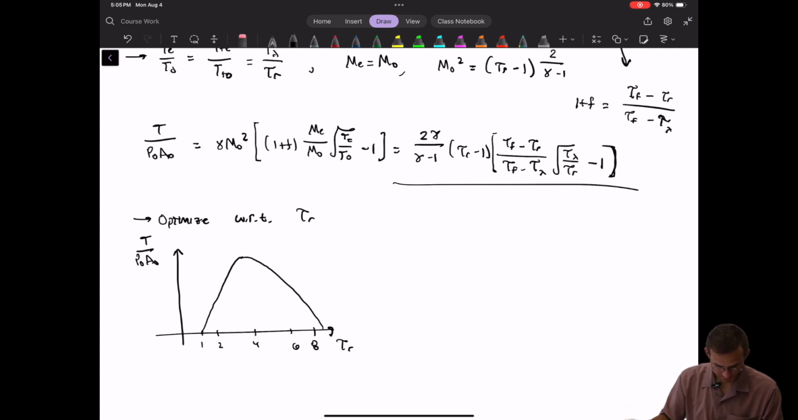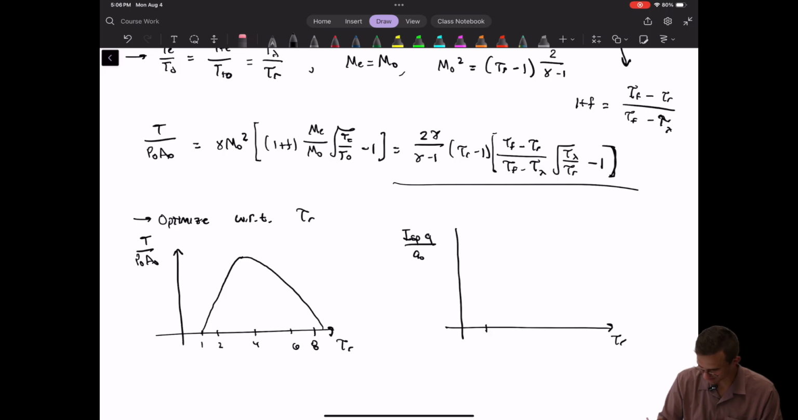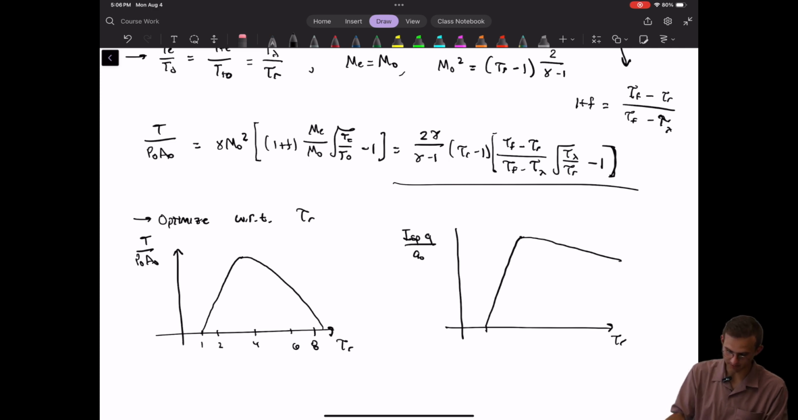We can also look at the non-dimensionalized specific impulse of this engine. Much like the thrust, this is a function of tau r, it starts at 0, but then it climbs up to a high value here, and then it just kind of decays a lot more slowly.